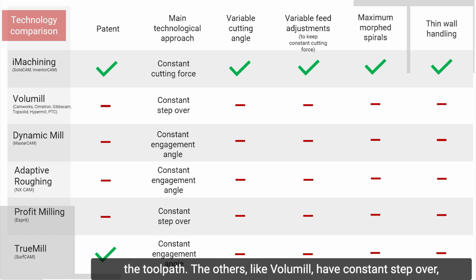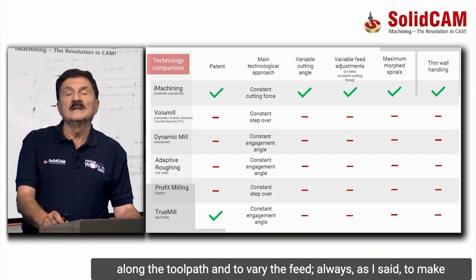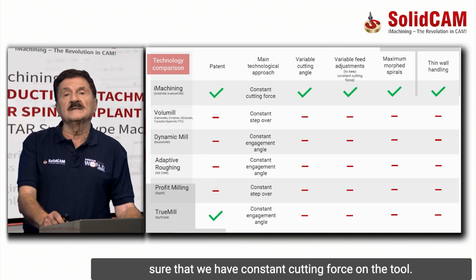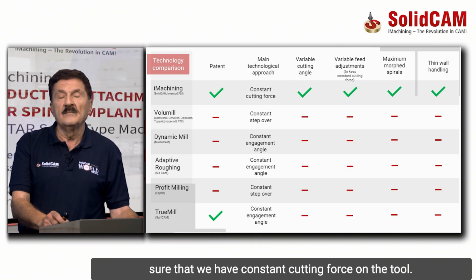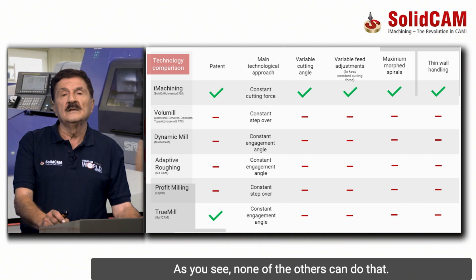The others, like VoluMill, have constant step over. Dynamic Mill and Adaptive Roughing have constant engagement angle. And again, Profit Milling, constant step over, and again, TrueMill, constant engagement angle. None of them has something similar to our constant cutting force technology. So we are the only ones who are able, as I showed before, to vary the cutting angle as needed along the toolpath and to vary the feed, always, as I said, to make sure that we have constant cutting force on the tool. As you see, none of the others can do that.